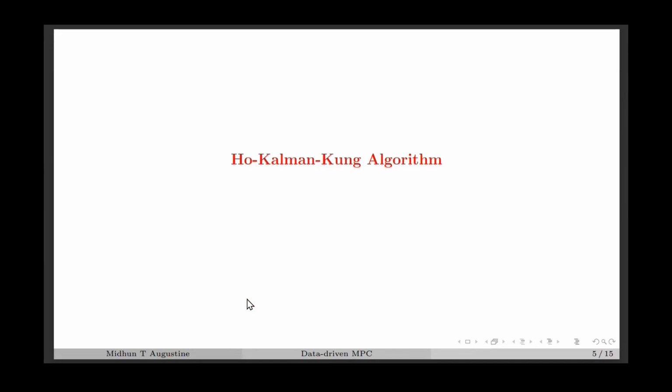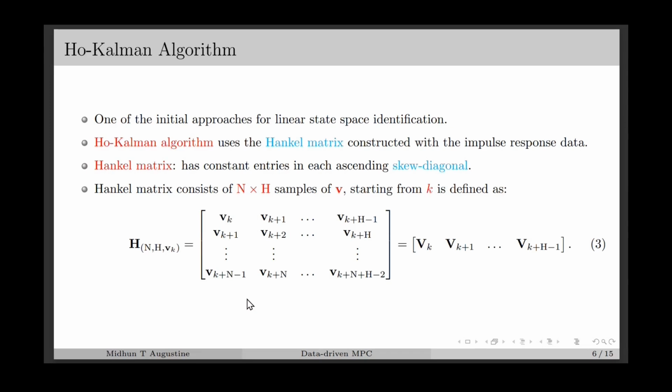Next, we move on to the Ho-Kalman-Kung algorithm, which is one of the initial approaches in the linear state space identification, and it is a realization based method. Initially, this approach was proposed by Ho and Kalman and was known as the Ho-Kalman algorithm, and it uses the Hankel matrix constructed with the impulse response data for identifying the model parameters.